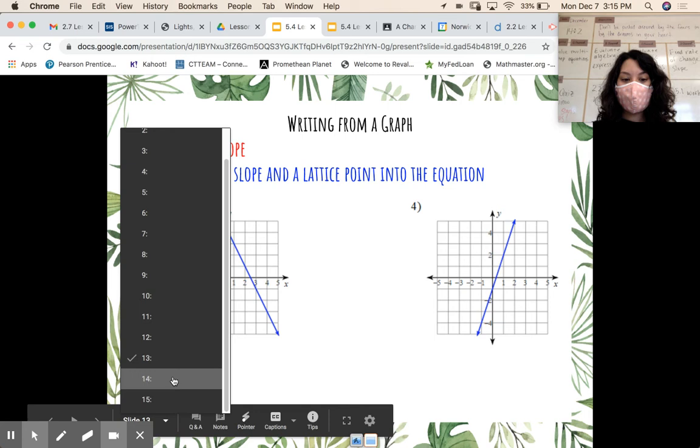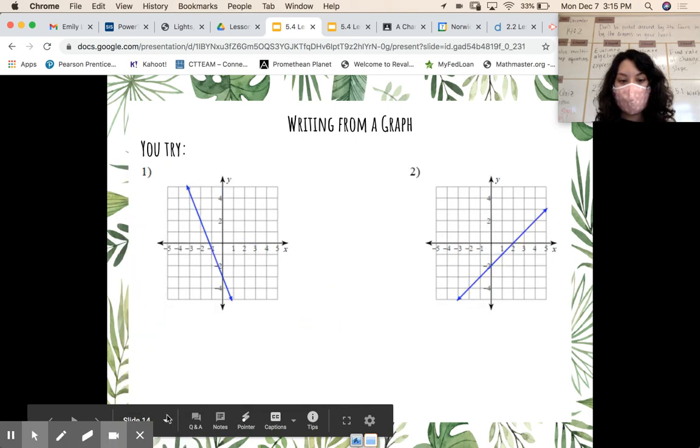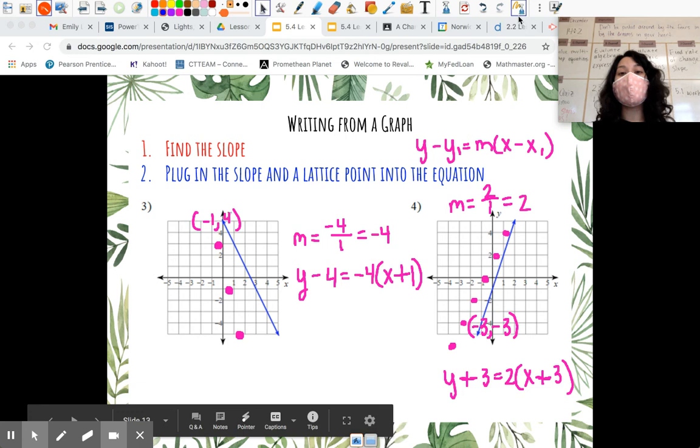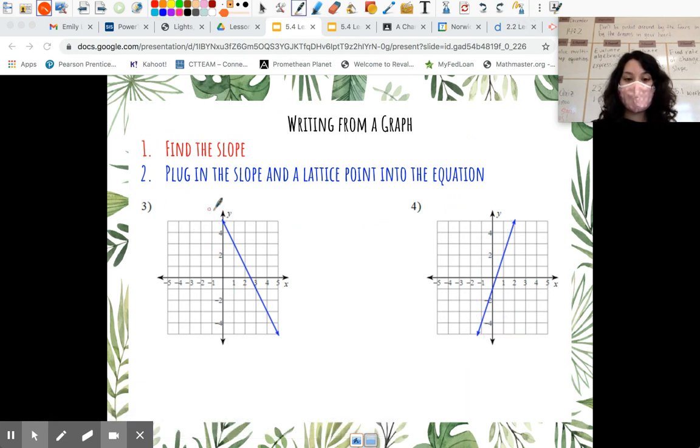Okay, I've got a couple more that I'm going to walk you through very quickly, and then I will give you some to try. So here we've got a lattice point. Looks like there's one there, there, there, there, and here. So again, just pick 2 points and find your slope.